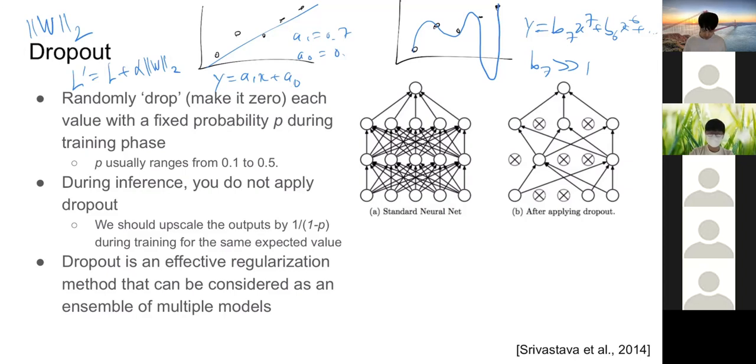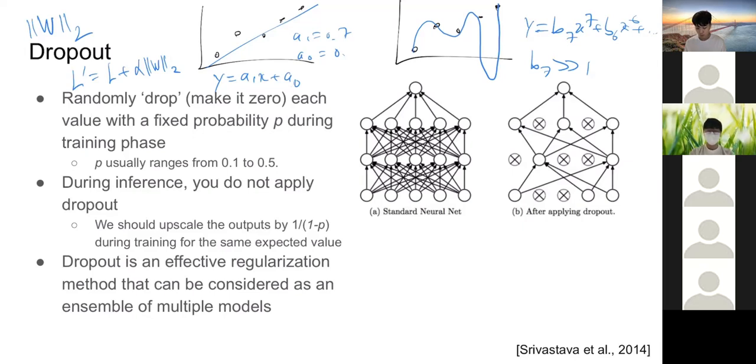And in that case, if your standard neural net looks like the one on the left, when you apply dropout it becomes the one on the right. And why is this useful? Well, there are several ways to explain this. One really easy way is that this can be considered as an ensemble of multiple models. Well, why is it multiple models?